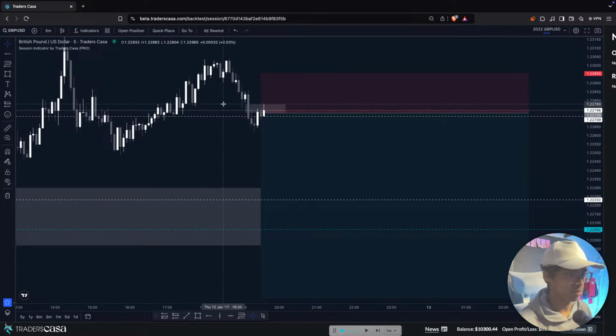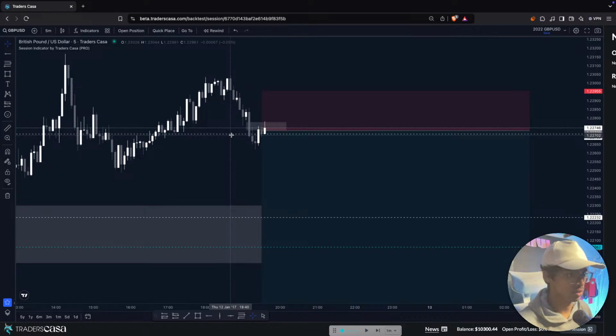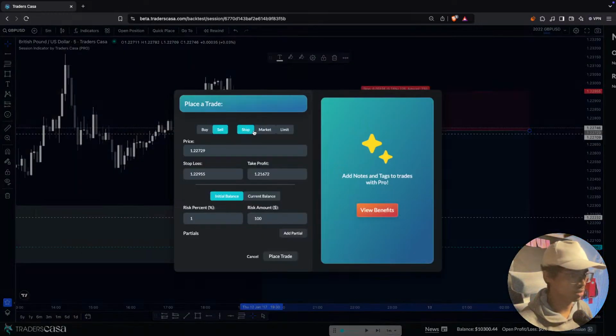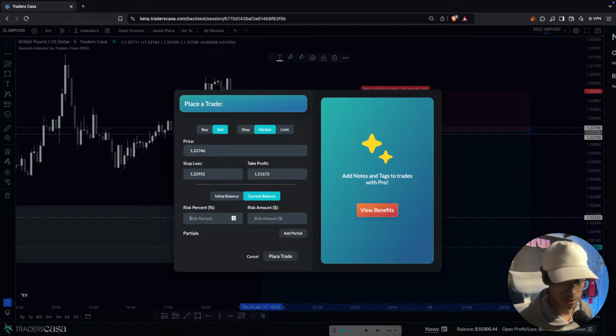Fair value gap, market structure shift. Got it. Then what should I do? The price shouldn't go back till this point. Let me select this open position. It's market price. I want to sell it, and I want the current balance. The loss I am taking, it's not that probable, but let me take it to be 10% of the loss. That is $10. Okay, I'll take it to be 15.